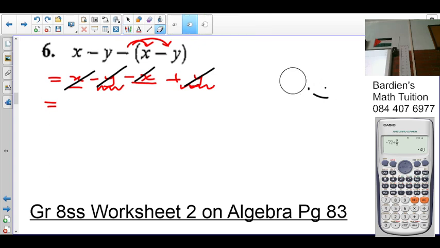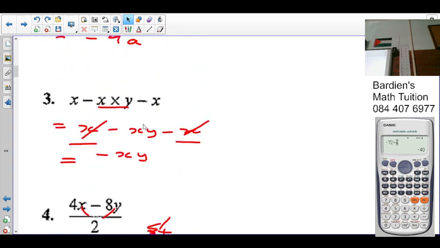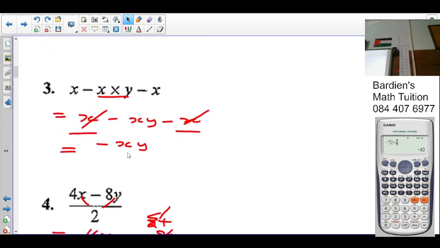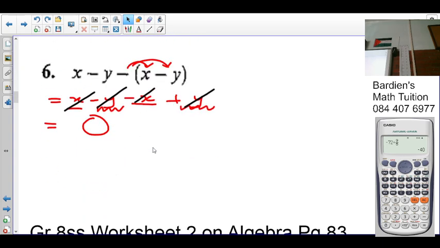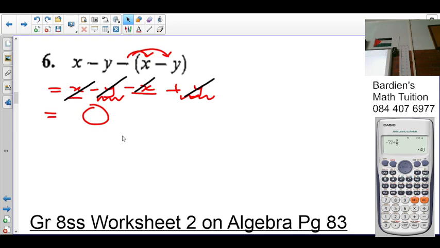So what do I write as an answer? The answer is 0. So why didn't I write 0 earlier on when it cancelled? Because negative xy plus 0 will give you negative xy. But because everything cancelled here, that's why I put a 0. So your answer is 0. Okay?